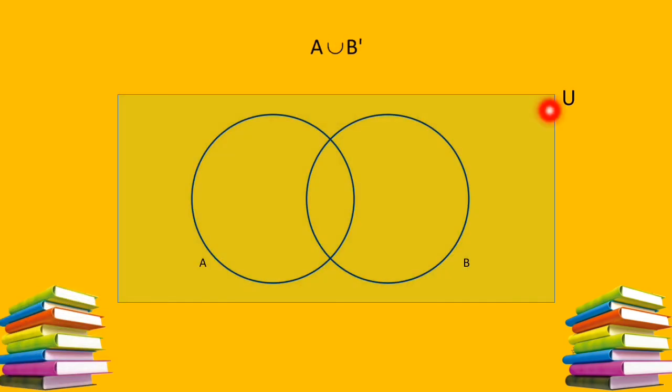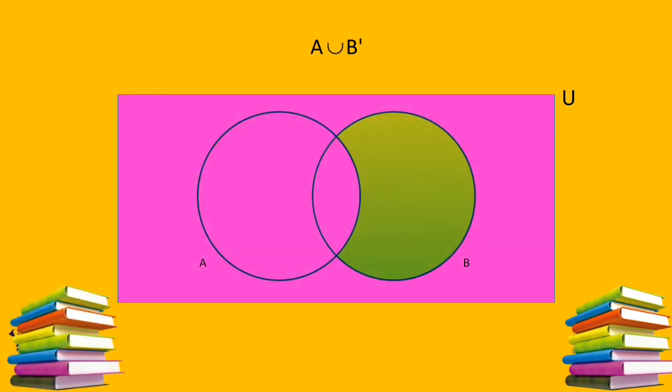Okay, A union B complement. B complement means the area which is outside the set B. So this whole area which is outside the set B is known as B complement, and we have to take its union with set A, and this area will also be included in it. So this whole area in pink color is known as A union B whole complement.